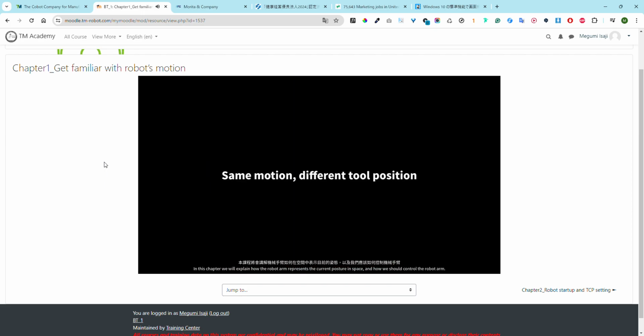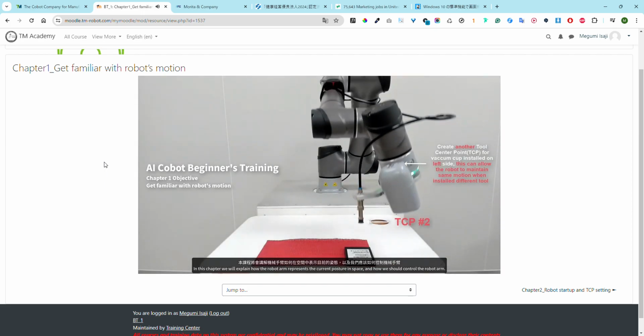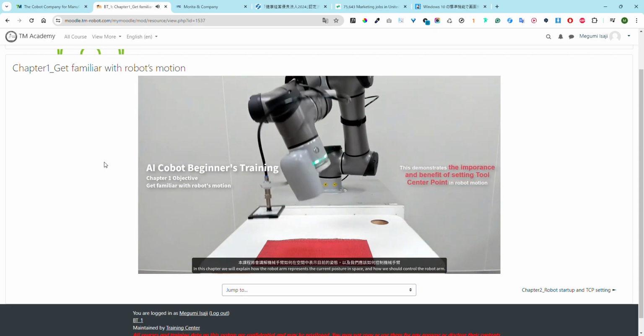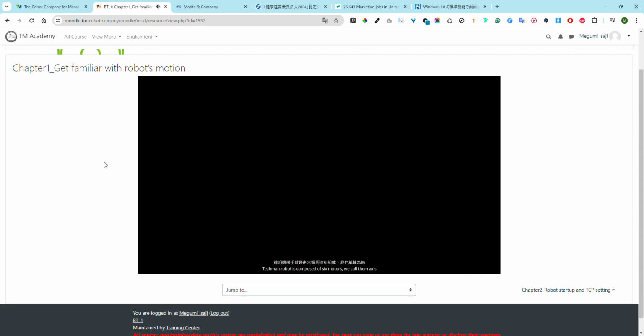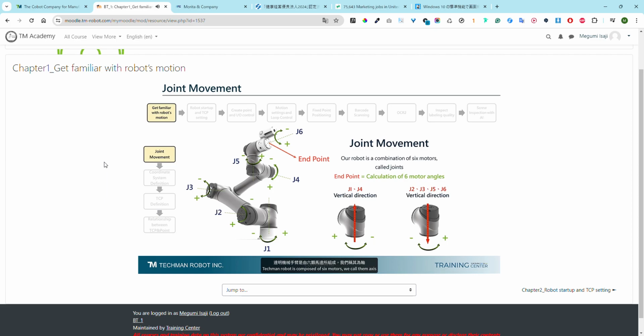In this chapter we will explain how the robot arm represents the current posture in space, and how we should control the robot arm. A robot arm is composed of 6 motors, we call them axes. Each axis has its own rotation angle. When users control joint movement, they should be aware that the positive and negative directions of rotation for joint 1 and joint 4 are different from those of the other axes.